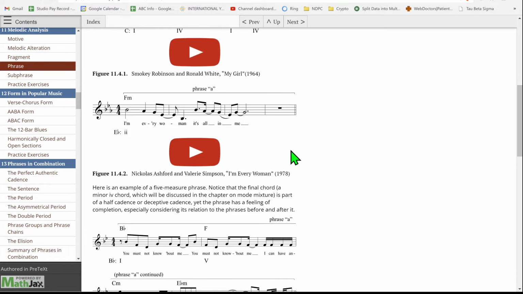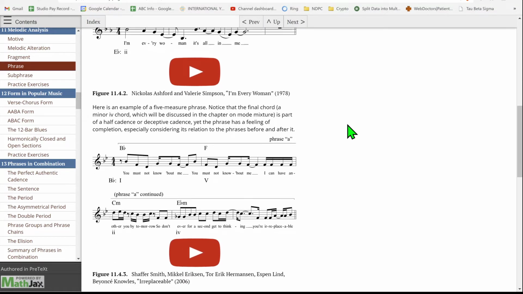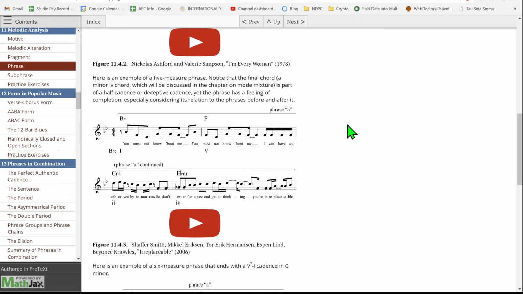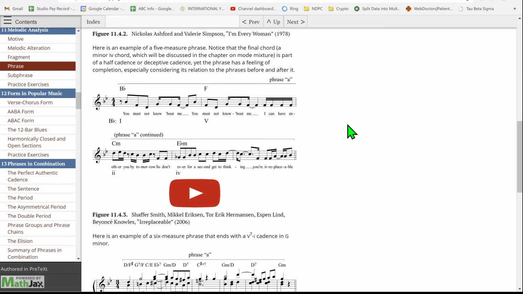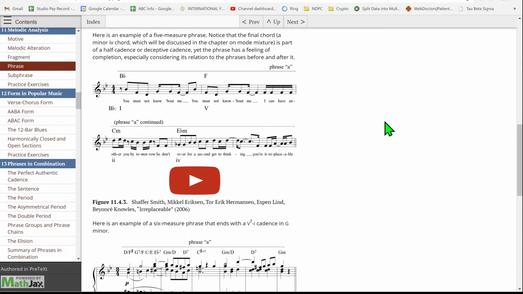Yeah, so all these are examples. I'm every woman, it's all in me. Another example of a phrase. Now, phrases don't always have to sound complete, because phrases can end on half cadences. Okay? So here's an example of a longer phrase.